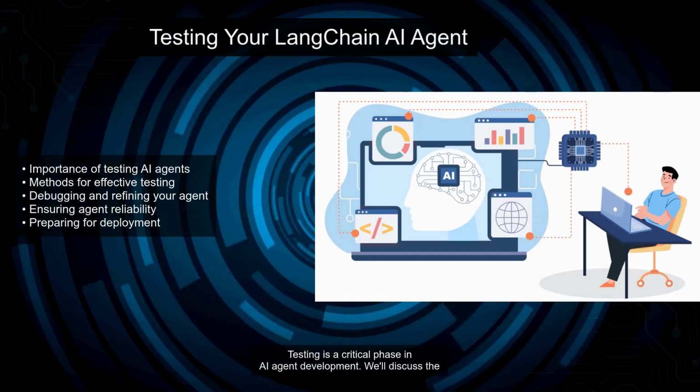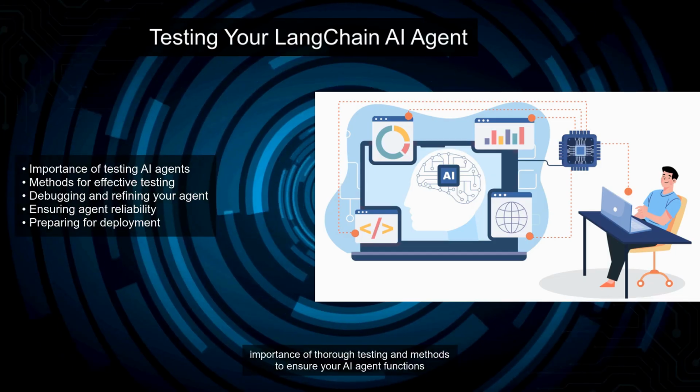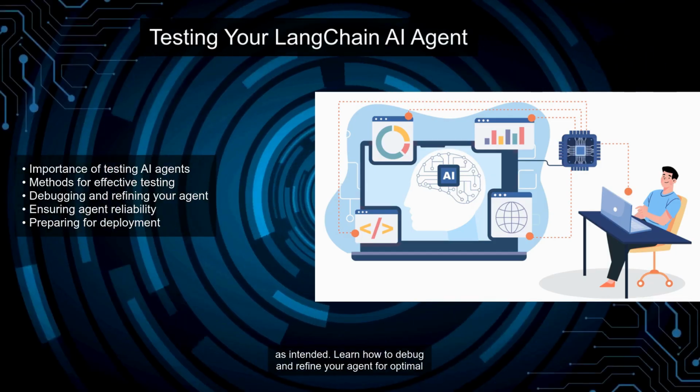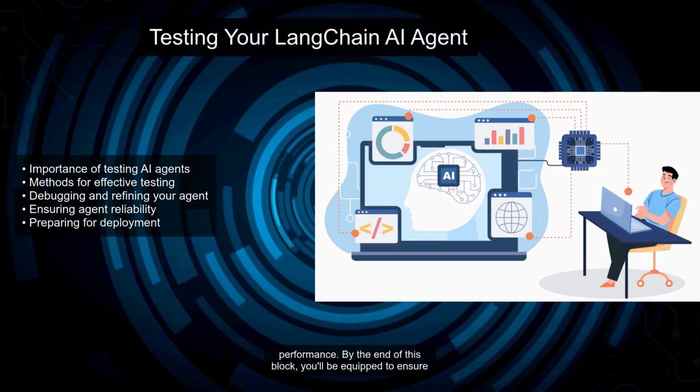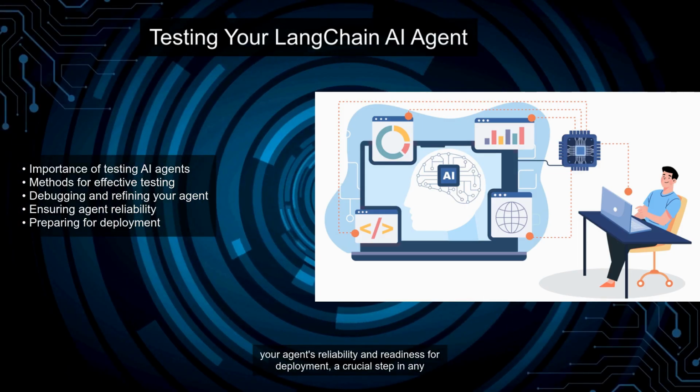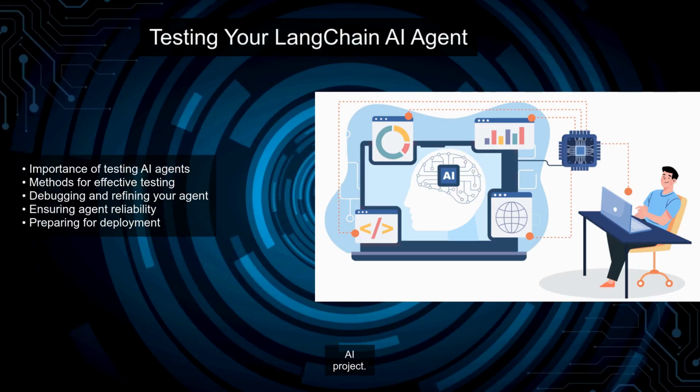Testing is a critical phase in AI agent development. We'll discuss the importance of thorough testing and methods to ensure your AI agent functions as intended. Learn how to debug and refine your agent for optimal performance. By the end of this block, you'll be equipped to ensure your agent's reliability and readiness for deployment, a crucial step in any AI project.